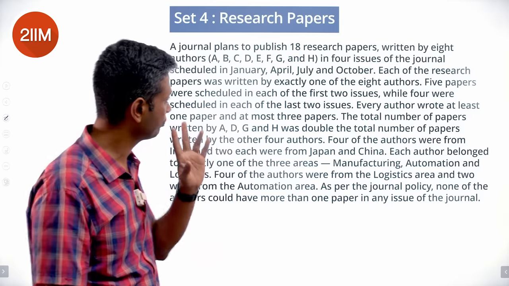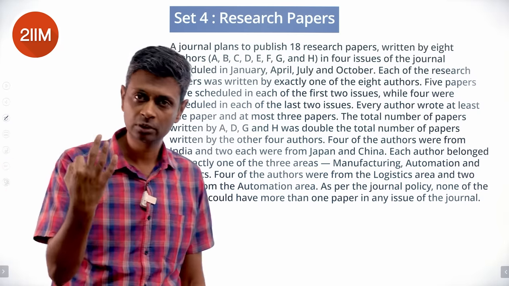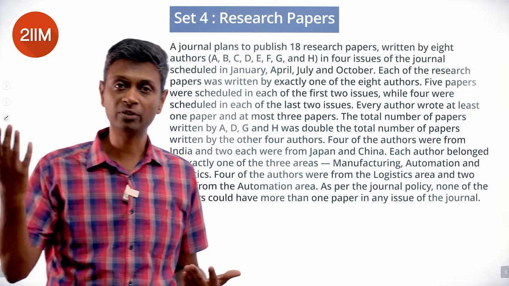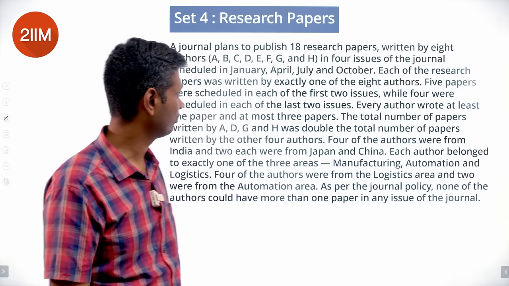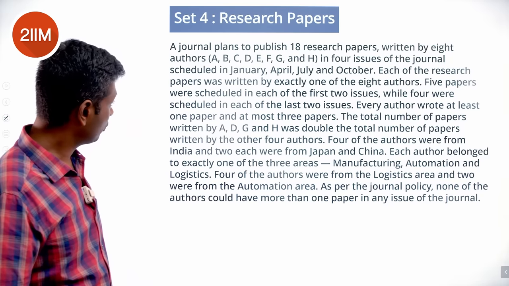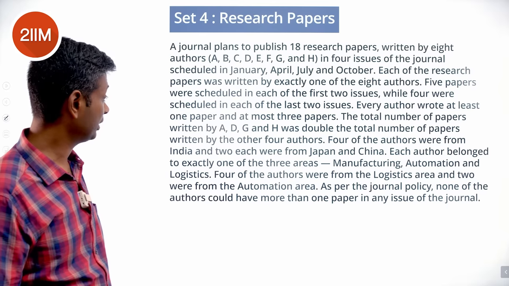Every author wrote at least 1 paper and at most 3 papers. So 8 into 1 is 8, 8 into 3 is 24, total is 18. So more should have written 3 and 2. More than 2. The total number of papers written by A, D, G, and H was double the total number of papers written by the other 4 authors.